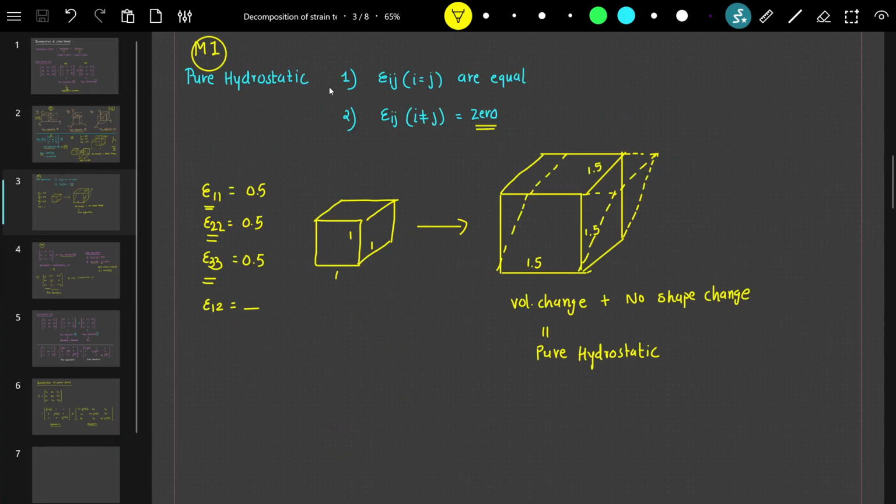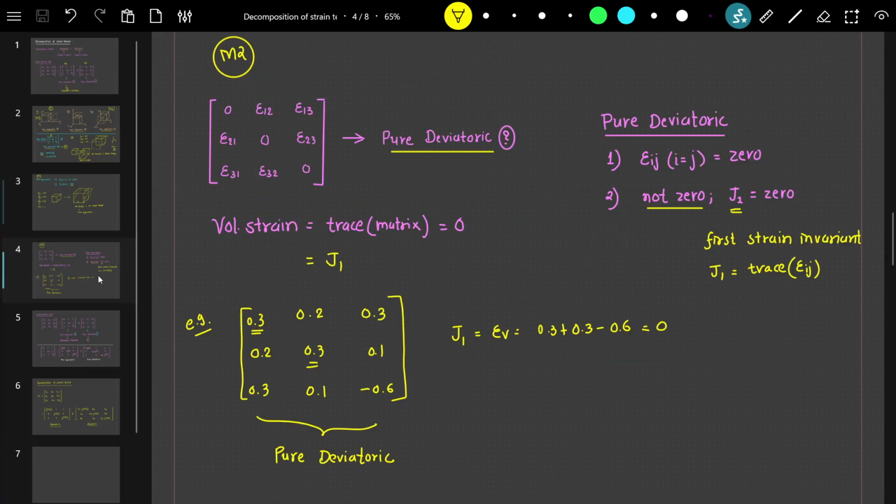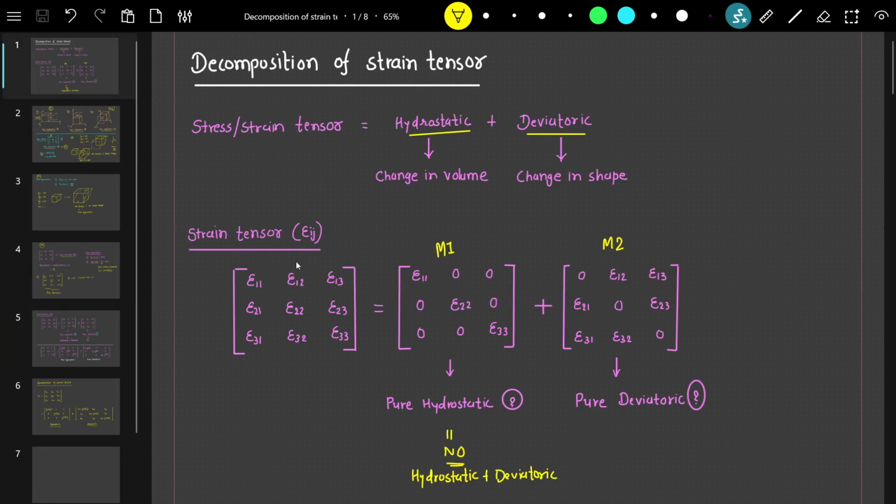So now we understood what is a pure hydrostatic. I will repeat. Pure hydrostatic means the diagonal components are equal and off-diagonal components are 0, whereas for deviatoric, the summation of diagonal components should be 0. That is our condition.